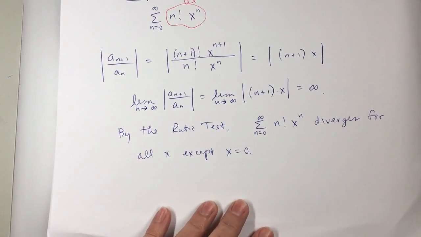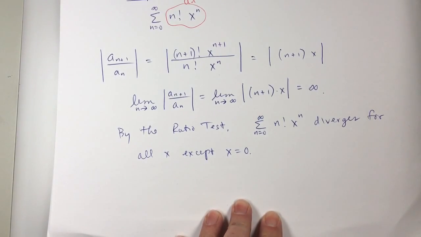So where does this converge? It converges only when x equals 0.